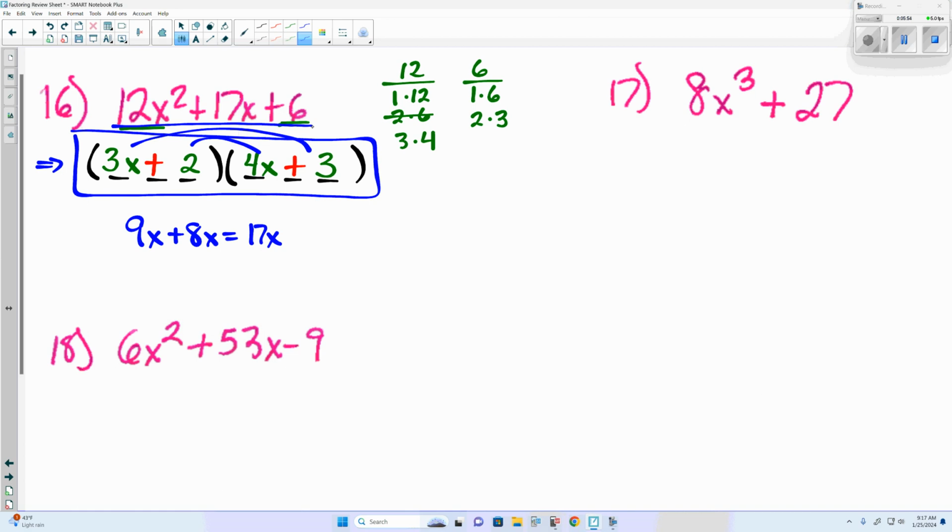No, because 8's factors, if there was one, would be 2, 4, or 8. 27 is not divisible by 2, 4, or 8. So we can look at the cube root of 8x cubed and the cube root of 27. Well, the cube root of x to the third is x. Now we do need to take the cube root of 8.